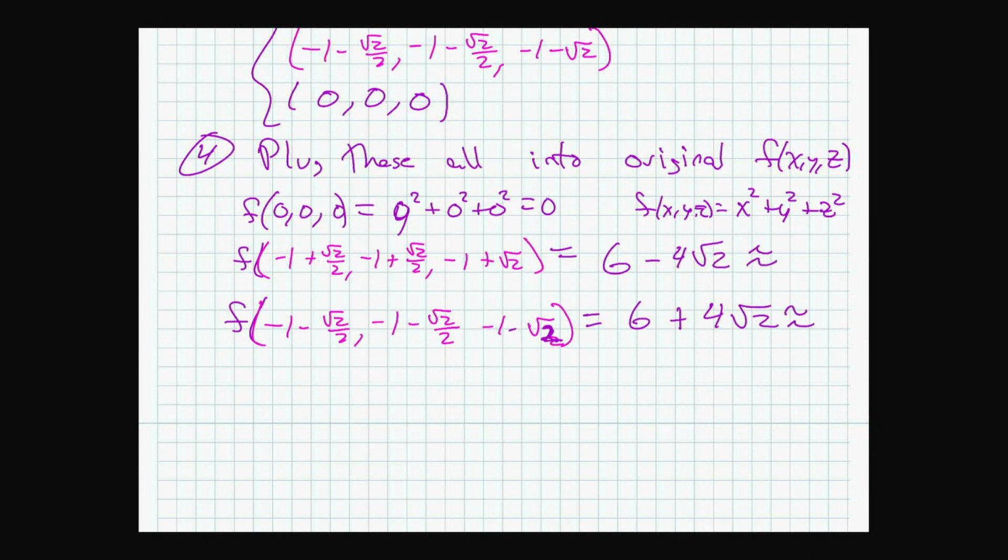Okay, and so if you compare these as decimals, if you do 6 plus 4 times square root 2, this is about 11.65. And if you do 6 minus 4 square root 2, that is about 0.343.